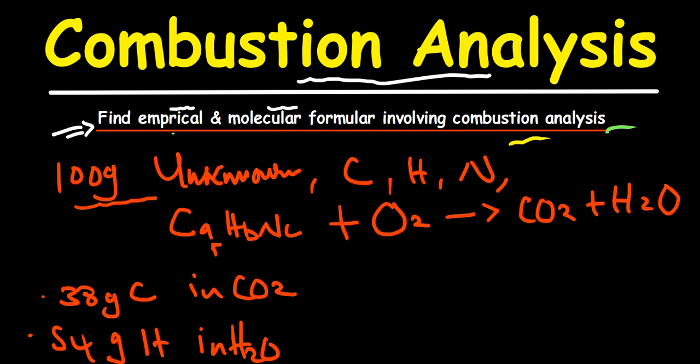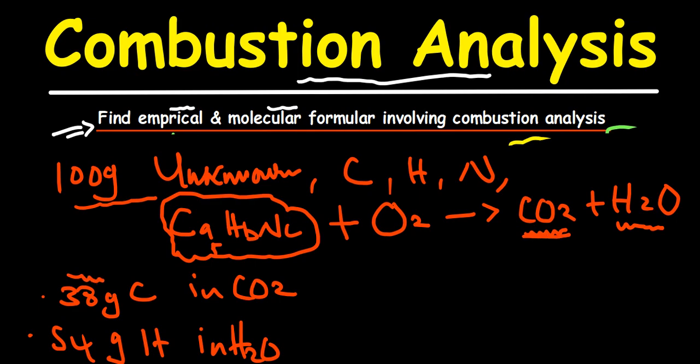It means after you combust this unknown hydrocarbon, you get an amount of carbon dioxide and also an amount of what? Water. So in this carbon dioxide that you get, we have been told that 38 grams of it is what? Carbon. And then in the amount of the water that we are getting, we have been told that 54 grams is what? Hydrogen. Okay, so now how can we find the mass of this nitrogen here?